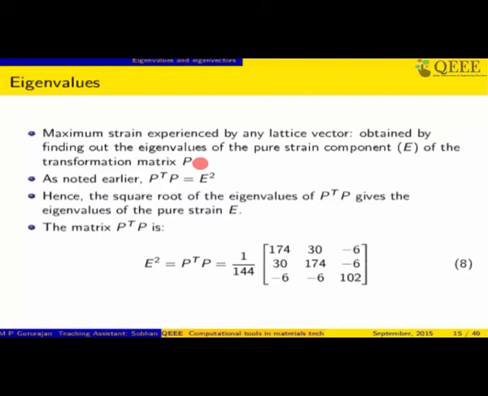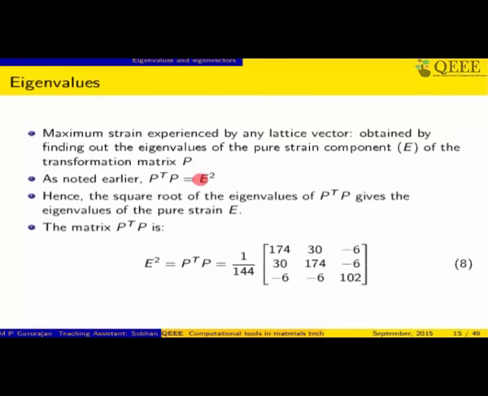So if there is going to be any distortion, any contraction or expansion of the vector, that's going to happen because of pure strain. But P transpose P is equal to pure strain squared. So we know the P matrix. So we can take P transpose P, that will be equal to E squared. If you can calculate the eigenvalues of P transpose P, that will be the eigenvalues of E squared. Eigenvalues of E squared and eigenvalues of E are connected through a square root, and the eigenvectors don't change.